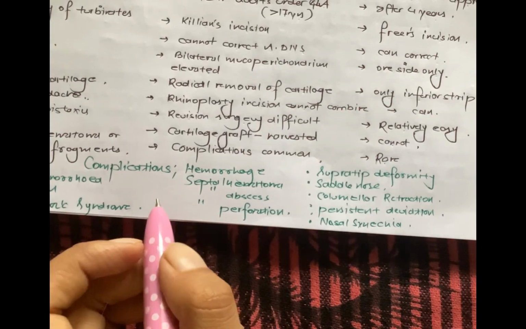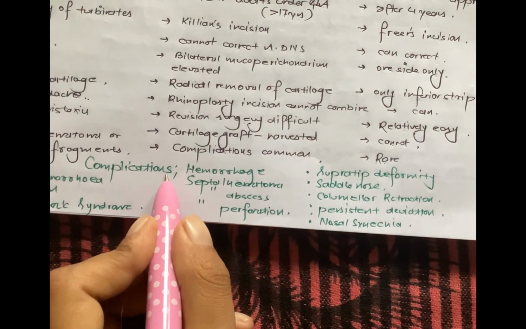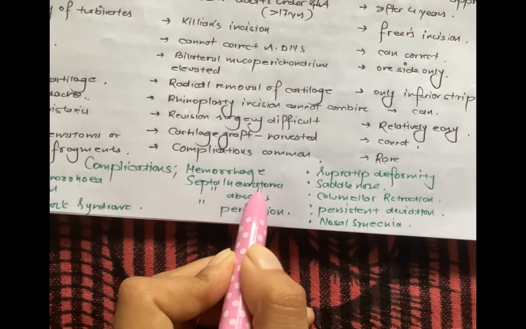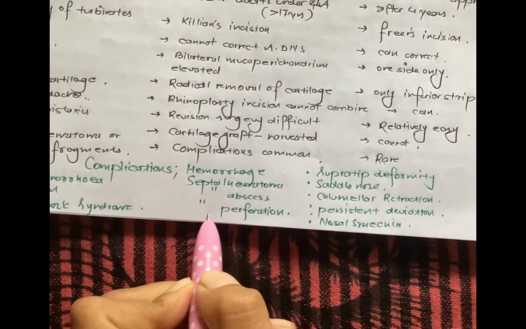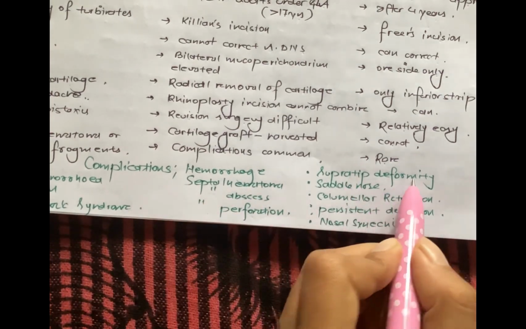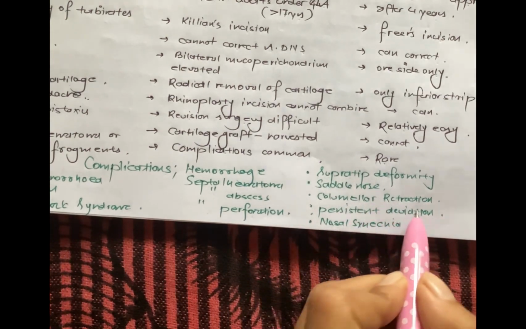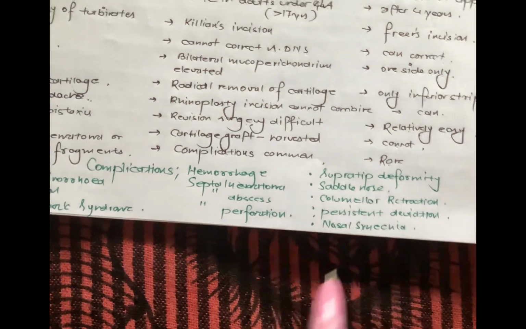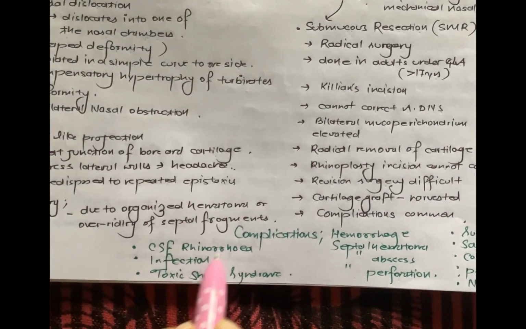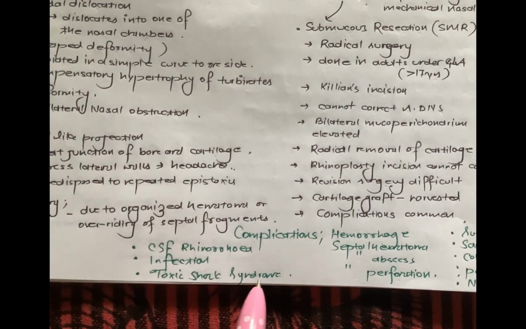Now talking about the complications of septal surgery, there could be hemorrhage, septal hematoma, septal abscess, septal perforation, supratip deformity, saddle nose, columellar retraction, persistent deviation, nasal synechia, CSF rhinorrhea, infection, and toxic shock syndrome. Thank you.